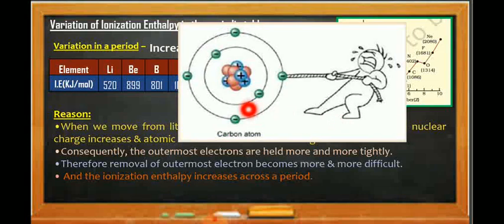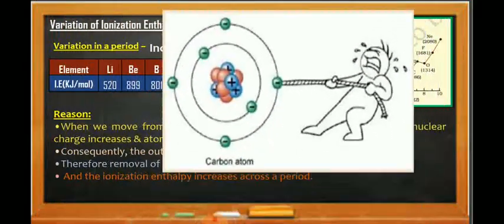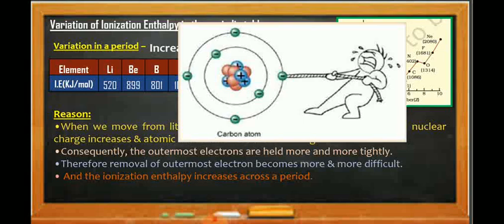So look here. Along the period, removal of an electron becomes what? More and more difficult. Hence it increases. Clear? The answer is what? Atomic radius concept only. Why does it increase? Because of a decrease in atomic radius, ionization enthalpy increases.